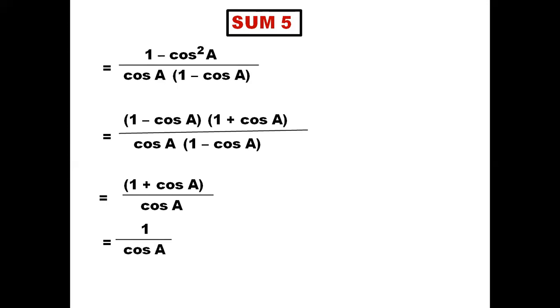Now 1 by cos A, now we split it. 1 by cos A plus cos A by cos A is what? 1. So 1 by cos A plus 1. Now we know 1 by cos A is what? Sec A. So we get 1 plus sec A. 1 remains as it is, 1 by cos A is sec A. So this equals the right hand side.